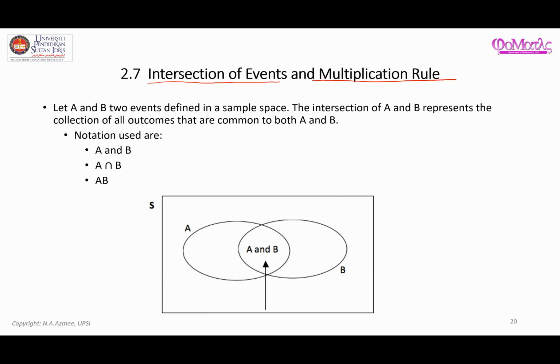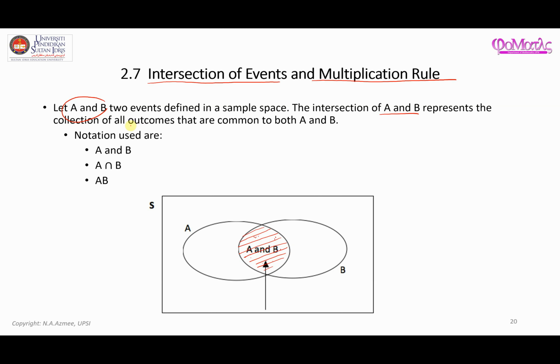In this video, I'm going to talk about the idea of intersection of events and multiplication rule. So here we've got two events, A and B, and they are defined in a sample space. When you have the intersection of A and B, it represents the overlapping area between A and B, the area where they share the same elements.